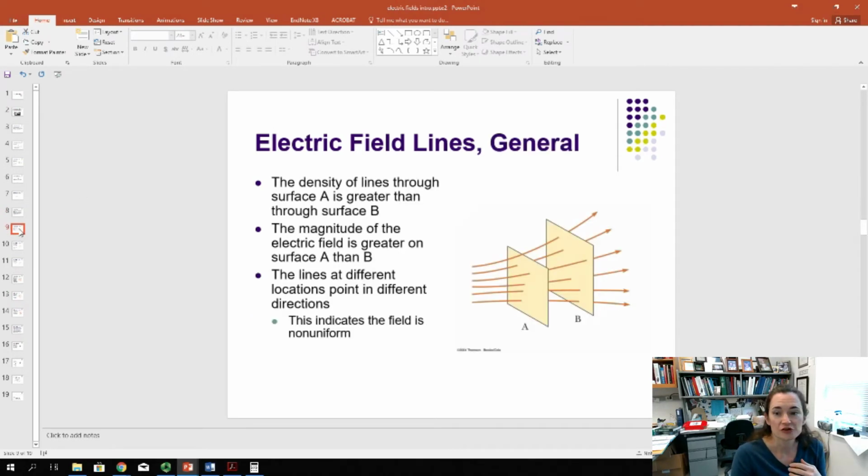So, with no further ado, let's talk about some examples here. Looking at this picture, you have two surfaces, A and B, and you can understand a few things about this intuitively. First of all, you can see that this is a non-uniform electric field. The field doesn't point in the same direction at A as through B. You can see that it's starting to diverge and move away, and that the density of the field lines through B is less than the density of the field lines through A, and that indicates that the field is non-uniform.